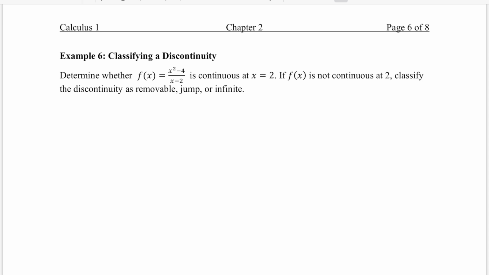Now, let's practice classifying discontinuities. Determine whether f of x is continuous at x equals 2. If it's not continuous, classify the discontinuity. f of x equals (x squared minus 4) over (x minus 2). This is a rational function.